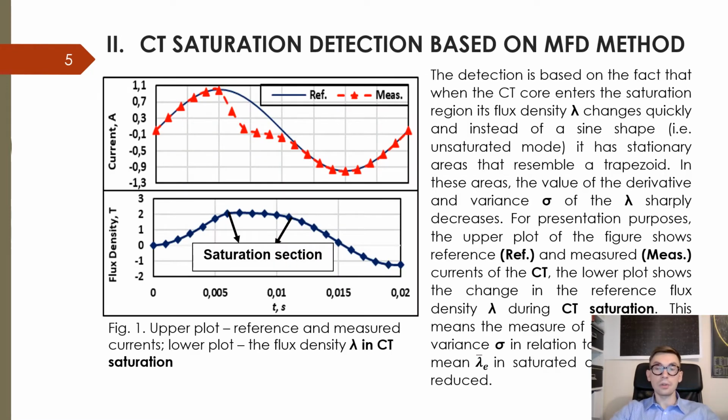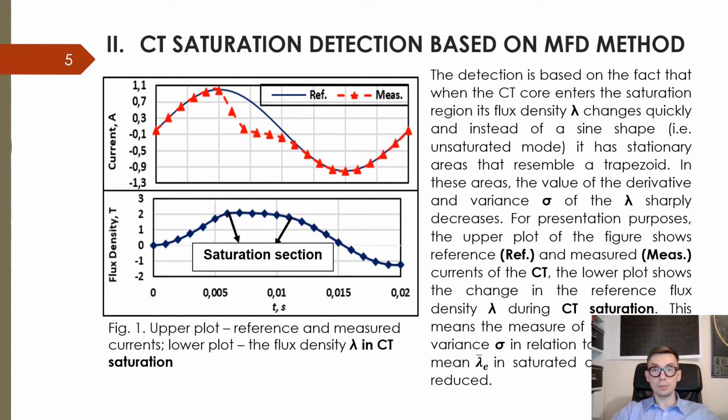The detection of the saturation is based on the fact that when the current transformer core enters the saturation region, its flux density changes quickly, and instead of a sine shape, which is typical for unsaturated mode, it has stationary areas that resemble a trapezoid. In this area, the value of the derivative and sigma, that is the variance of the flux density, sharply decreases.